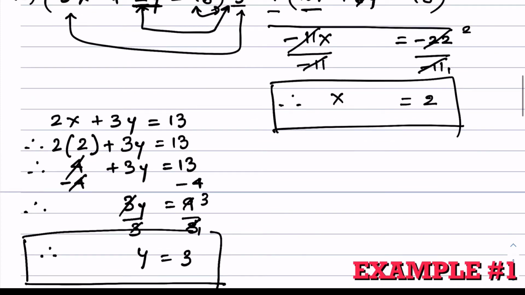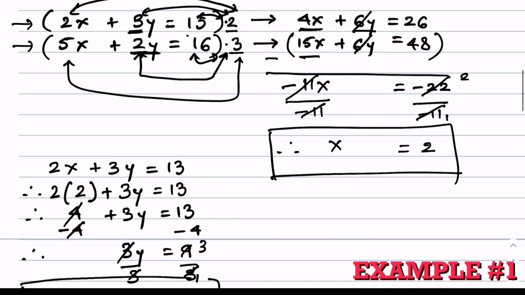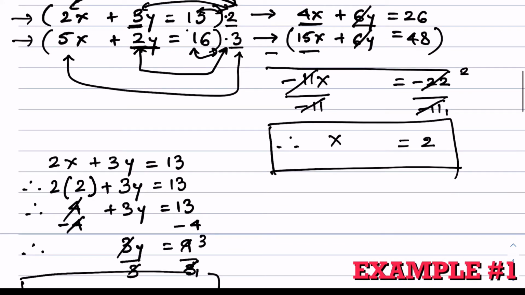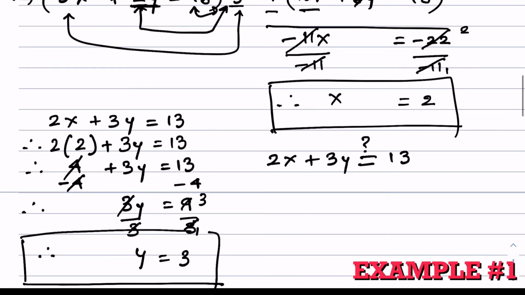Now let's make sure that by plugging in the values of x and y, both the equations are satisfied. So let's check both equations. 2x plus 3y is equal to 13. Let's make sure the left hand side and right hand side match. Let's substitute the value of x, which is 2, and the value of y, which is 3.